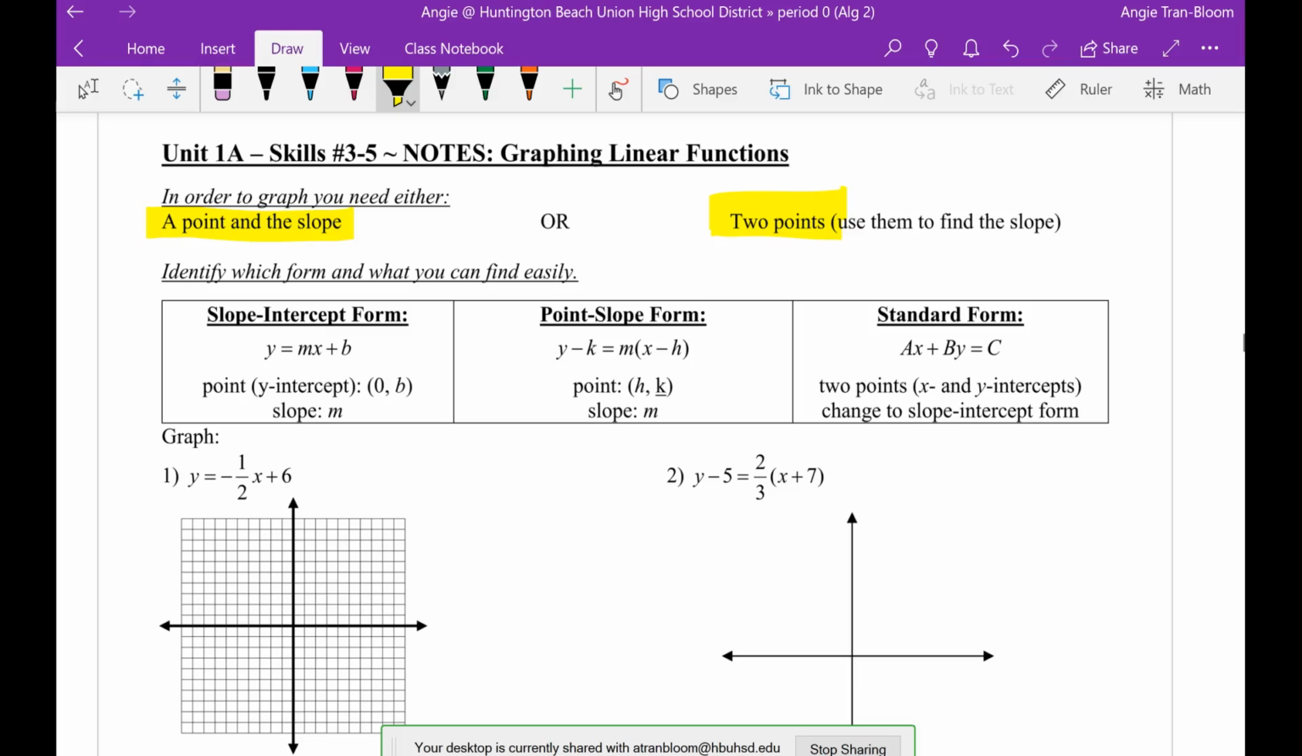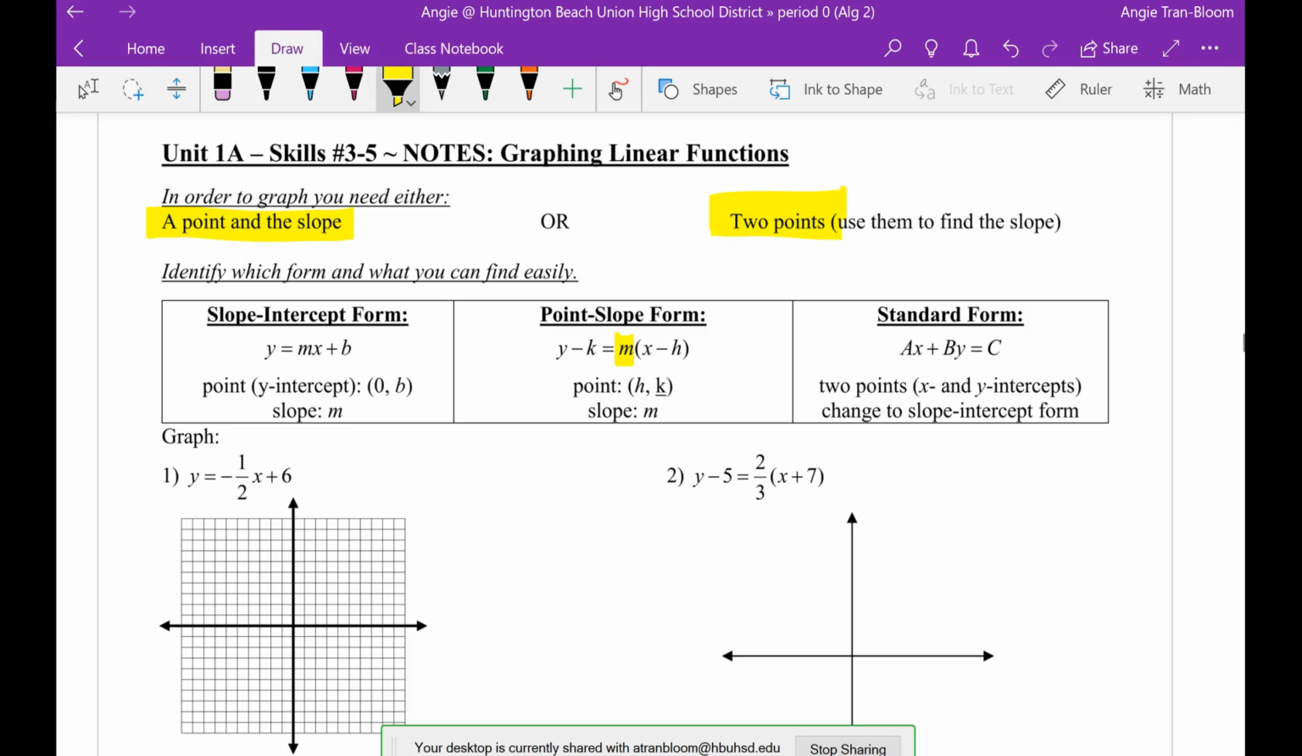Okay, so y equals mx plus b. B is the y-intercept, it crosses the y, and the slope is m. Now, point-slope form, as you can see, which one is the slope? The m. I personally love point-slope form because it will always give you a point and a slope. Now, in this particular case, which one's the point?